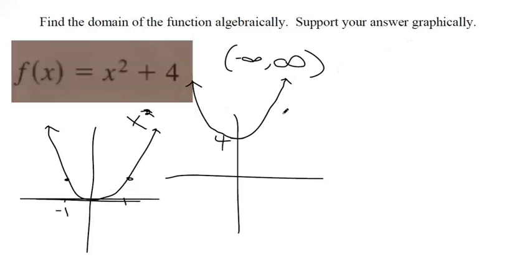And they want you to support it graphically because, look, if you look on the x-axis, you can get any number that you can think of. You can get to x equals 100. That should be part of your domain. It'll be way up here, but x equals 100 is certainly possible.